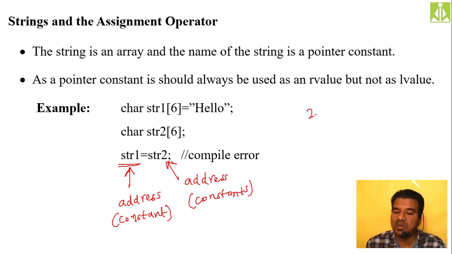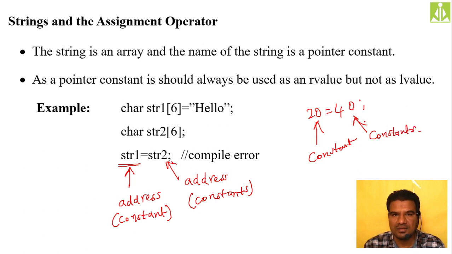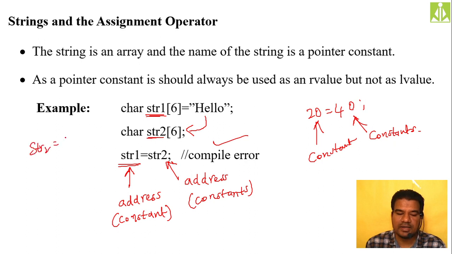This is something like 20 equals 40. Is it a valid statement? 20 equals 40, because it is also a constant. This 40 is also a constant. So taking constants on either side of the assignment operator is an error. So the same compilation error you will get, because we said string name here, str1 of 6 equals hello, and str2 of 6 we are leaving undeclared, and you are expecting this hello to be copied over here by writing like this. str1 equals str2. What are you expecting? The same content inside str. Yeah, here this str2 should come first and then str1.